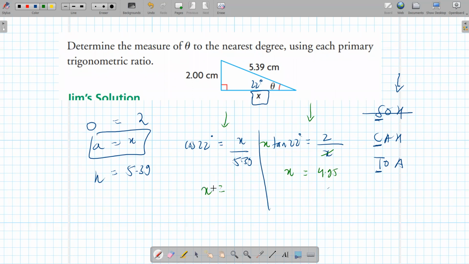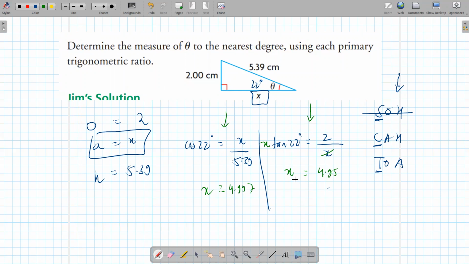Multiply both sides by 5.39. Cos 22 times 5.39. Just cos 22 times 5.39 on the calculator, and it should give you the same answer. 4.997. Right. Did I plug this one right? 2 divided by tan 22.